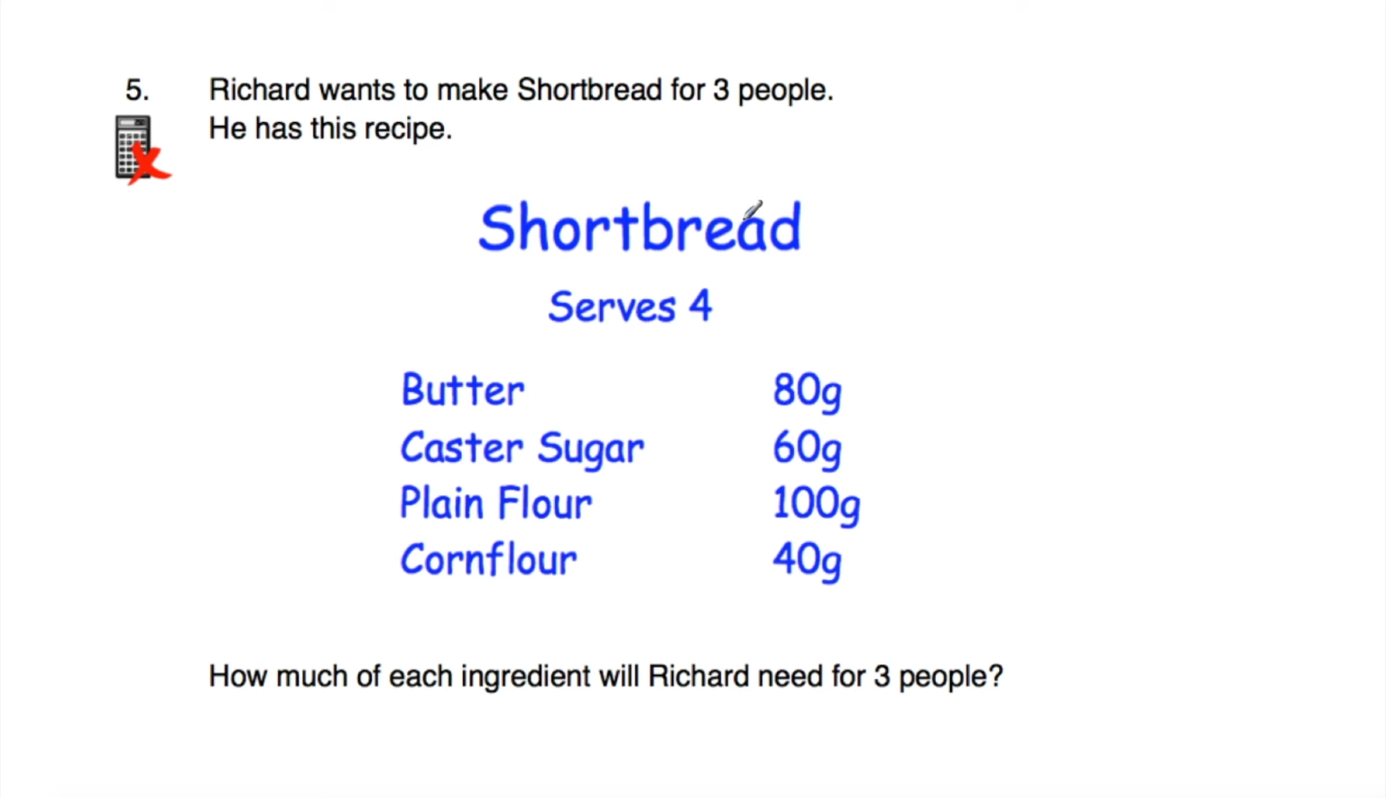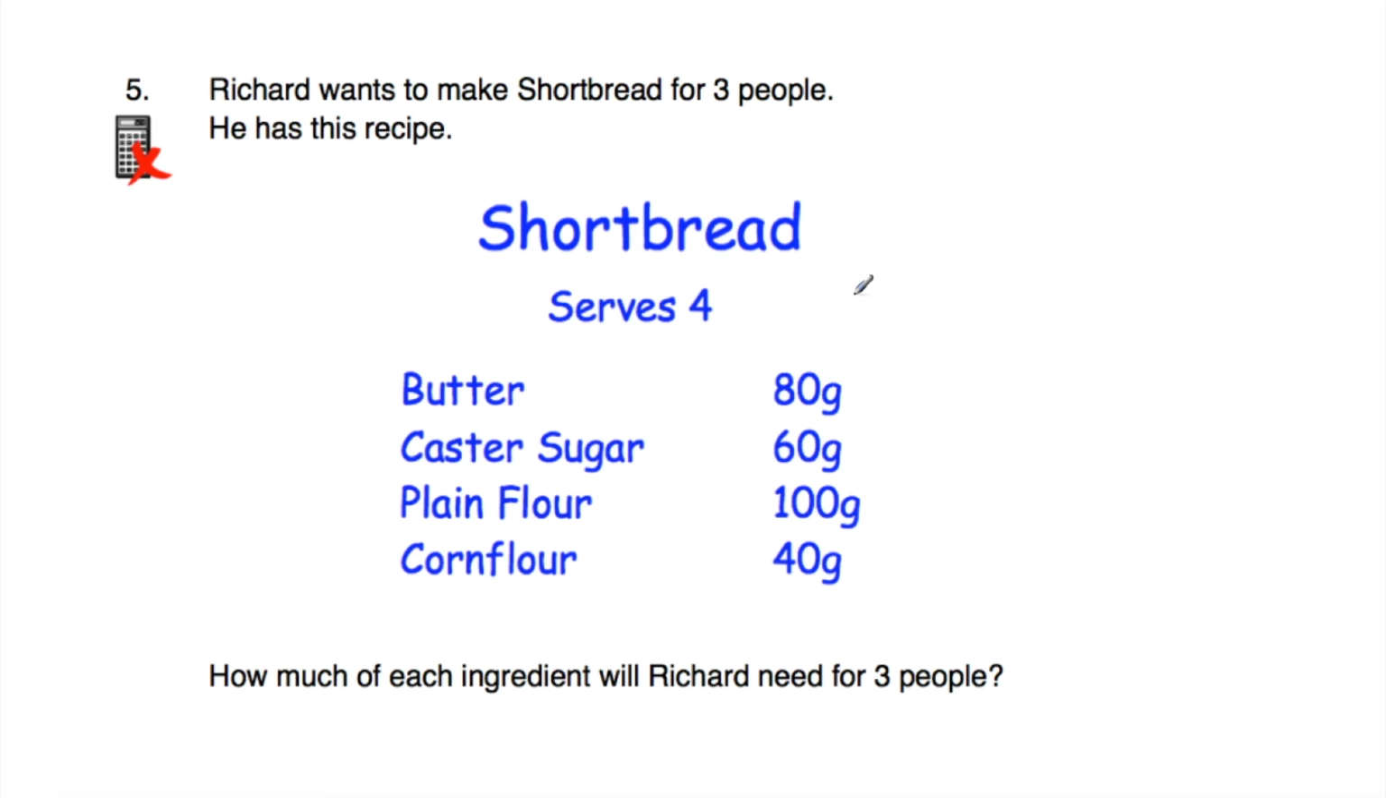Now there's a few different approaches that he could use in terms of finding out how much shortbread he needs for 3 people. One approach would be to divide each of these by 4 to find for 1 person, and then times by 3 to see how much he needs for 3 people. And that's actually going to be the approach that I'm going to use in this question. Another approach could be to half all of these to find out how much he needs for 2 people, half again to find out how much he needs for 1 person, and then add the quantities he needs for 2 people and 1 person together, and that'll be how much he needs for 3 people.